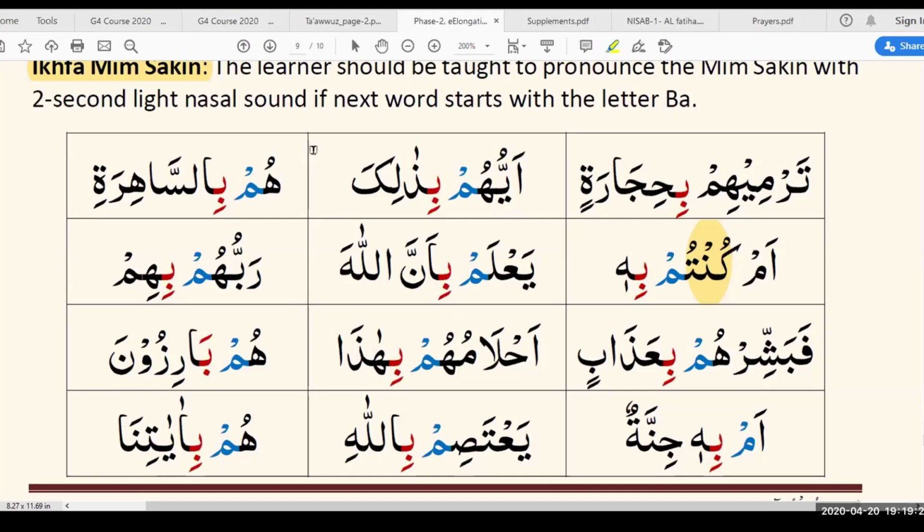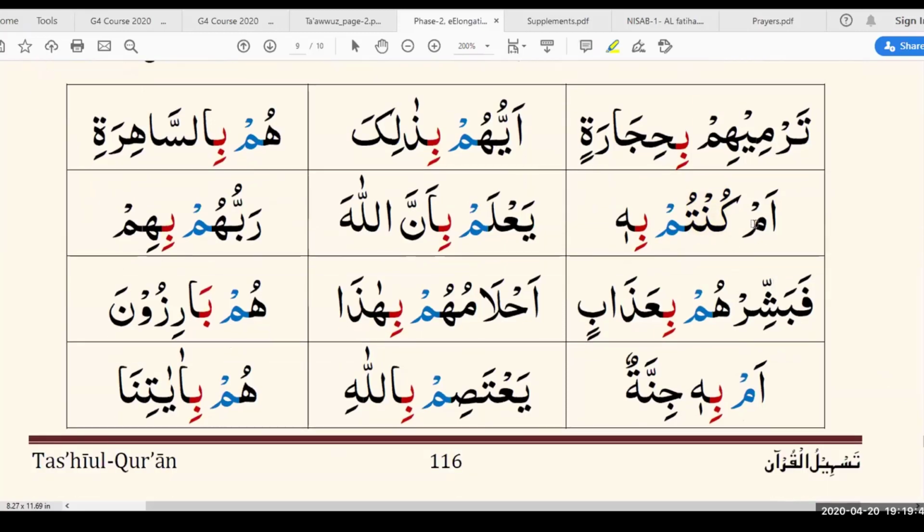So noon is not an ikhfa letter, so we will not be making a 2-second nasal sound here. So this you did right. Meem we will be prolonging for 2 seconds because it is followed by a ba, and this is ikhfa meem sakin. So can you read this again, please?